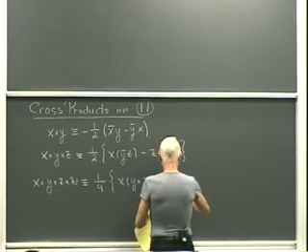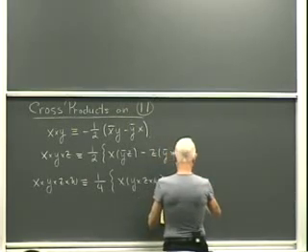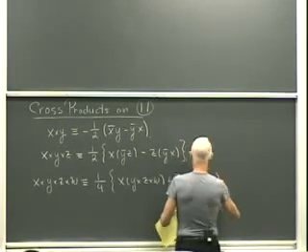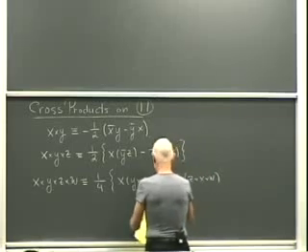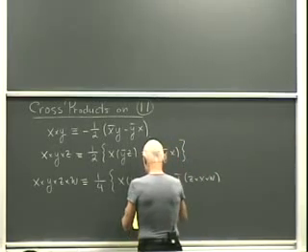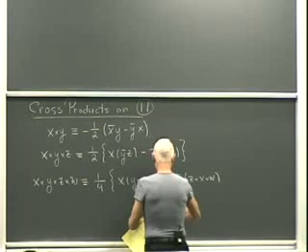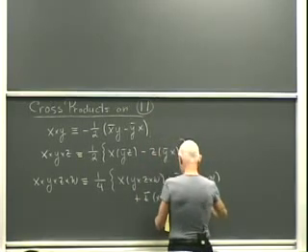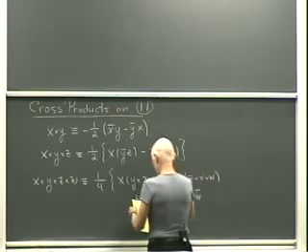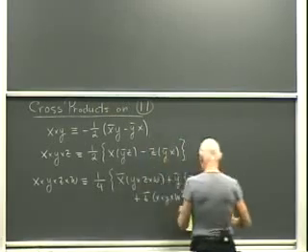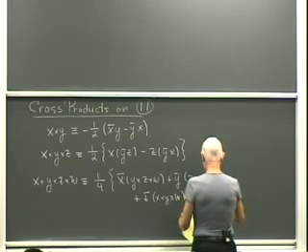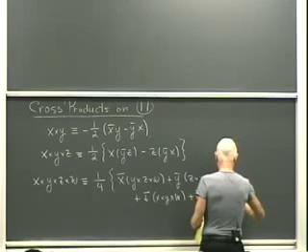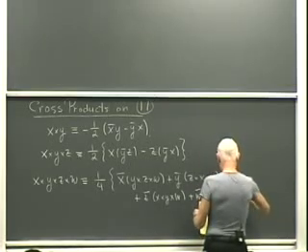plus y bar times z cross x cross w, and z bar times x cross y cross w, and w bar times, oh, this is an x bar in the beginning, y cross x cross z.